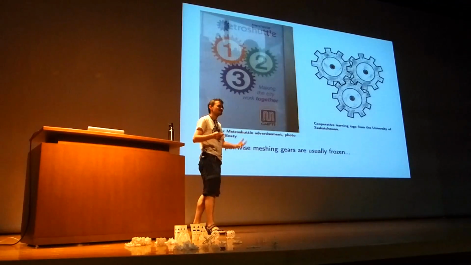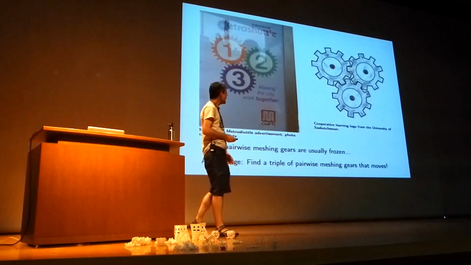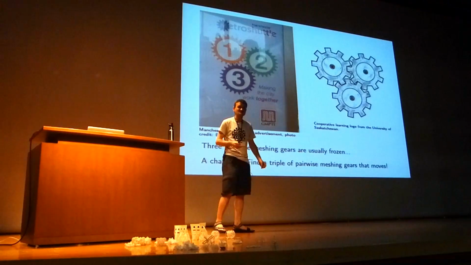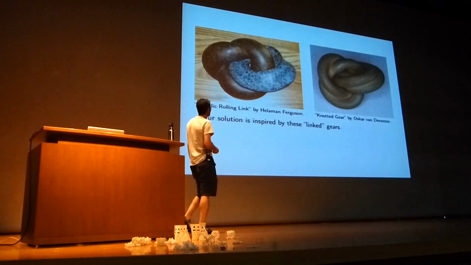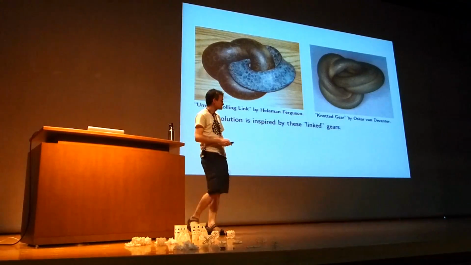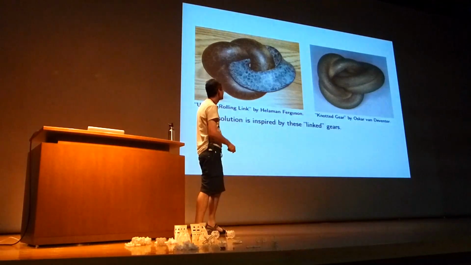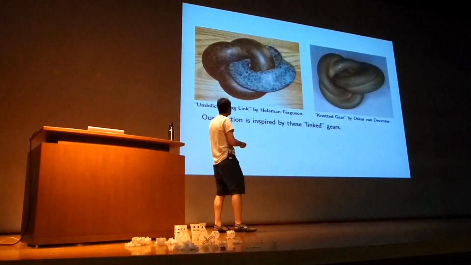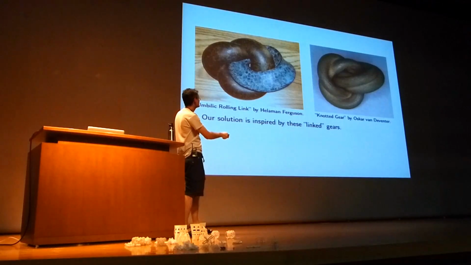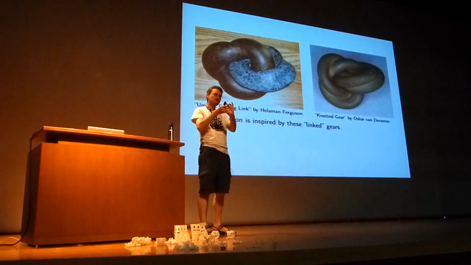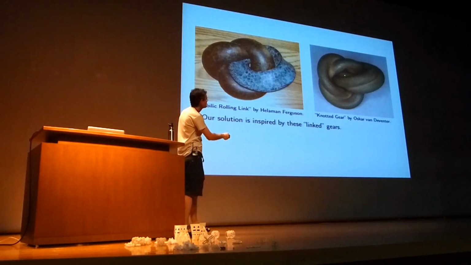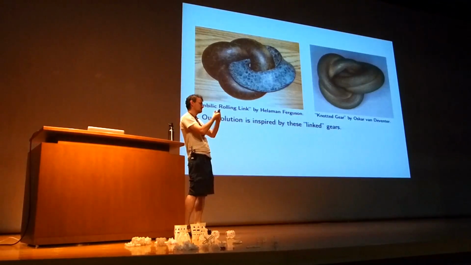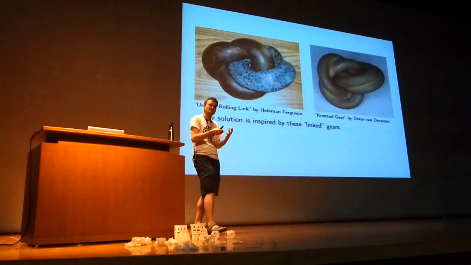So 3 pairwise meshing gears are usually frozen. You can't move them. So here's a challenge: find a triple of pairwise meshing gears that does move. And so this is one example of that. So I'll say a little bit about how we got into this. There's a couple of configurations with 2 linked gears that inspired us. This is umbilic rolling link by Hellerman Ferguson and knotted gear by Oscar van der Venter. These both consist of 2 solid tori with sort of gearing of some sort around on the outside. So this one, there's a 3-2 trefoil and a 2-3 trefoil, and if you move one, it must twist around the other. You have to move them both together.